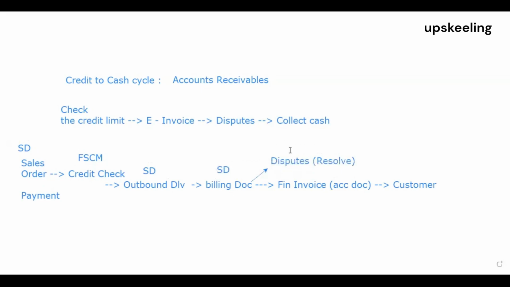And resolving disputes is the FSCM module. And finally, you have your finance module here. Have you recorded it in FI and all? That ended up here, right? Clear? So now what's happening?